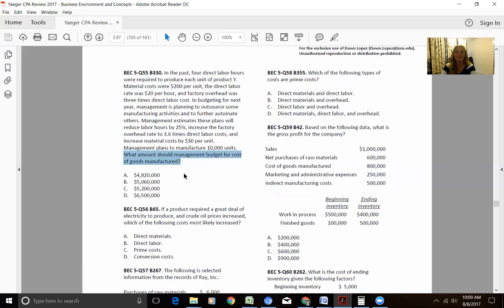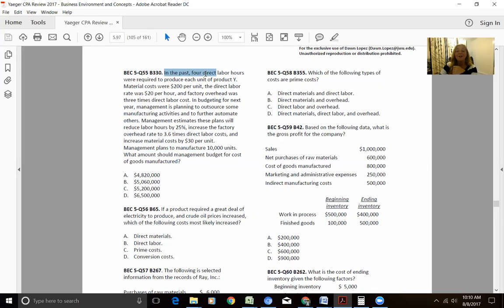Now, cost of goods manufactured is going to be computed by adding up your direct materials, your direct labor, your manufacturing overhead, and any beginning balance in work in process inventory, and then subtracting out any ending balance in work in process inventory. So if you know what's being asked and you know your formula, you can actually read your question in context and then decipher it. So let's go ahead and read this question in context.